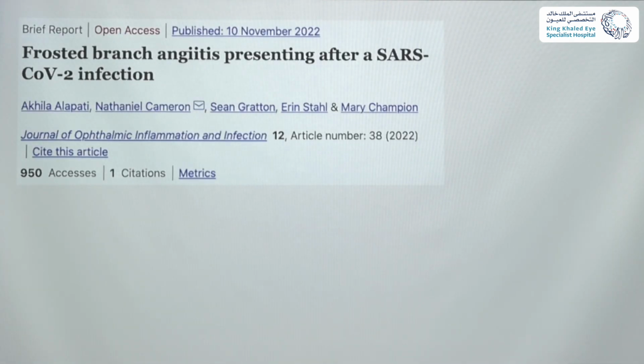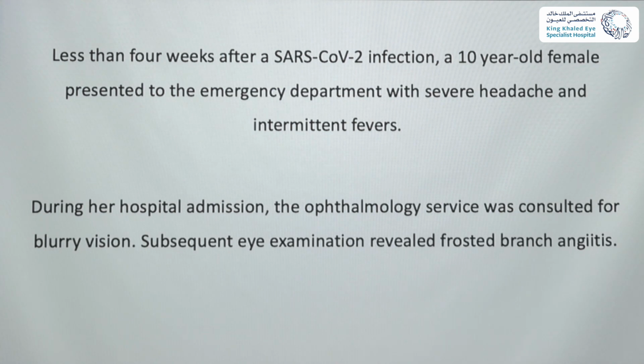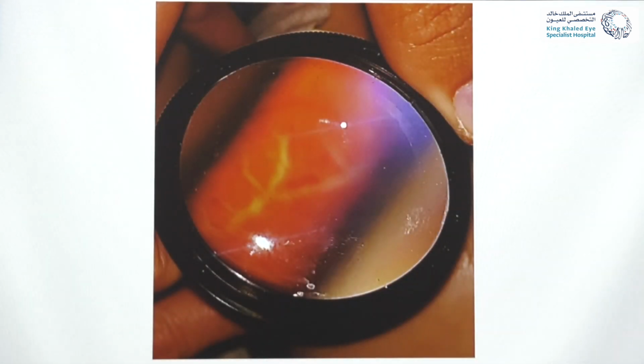So we will conclude with this case. This is a frosted branch angiitis presenting after COVID infection. Less than 4 weeks after COVID infection, a 10-year-old female presented to the emergency department with severe headache and intermittent fevers. During her hospital stay, the ophthalmology service was consulted for blurring of vision. Subsequent eye examination revealed frosted branch angiitis, as you can see here, with thick perivascular sheathing.